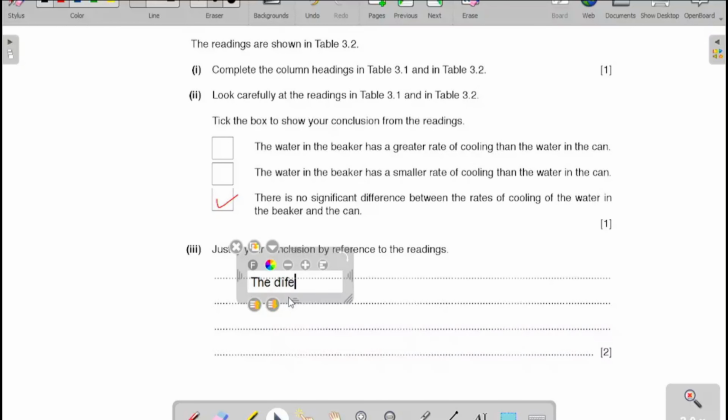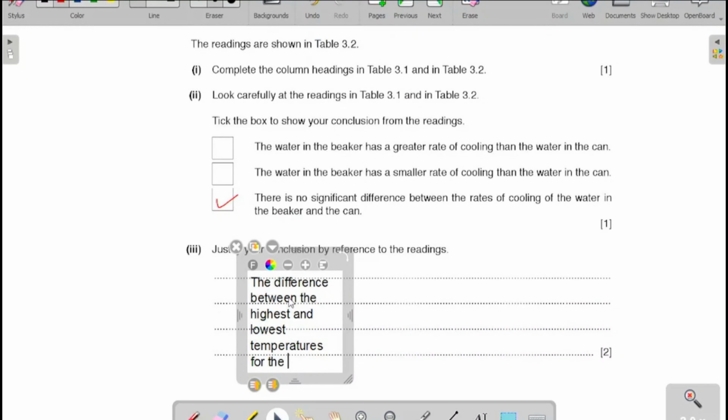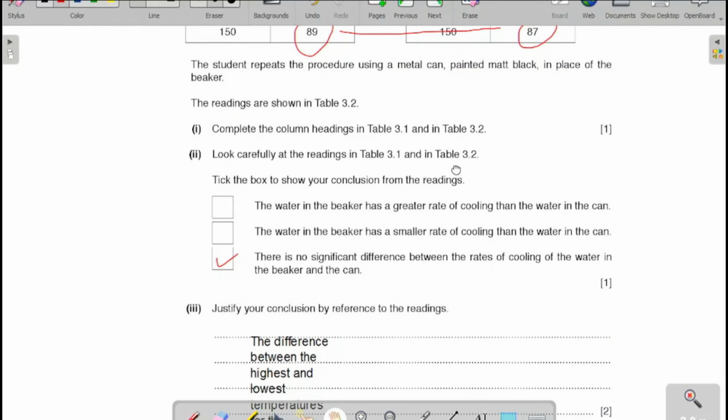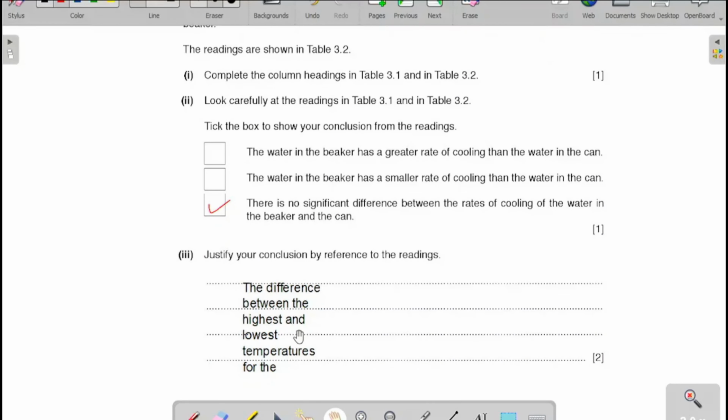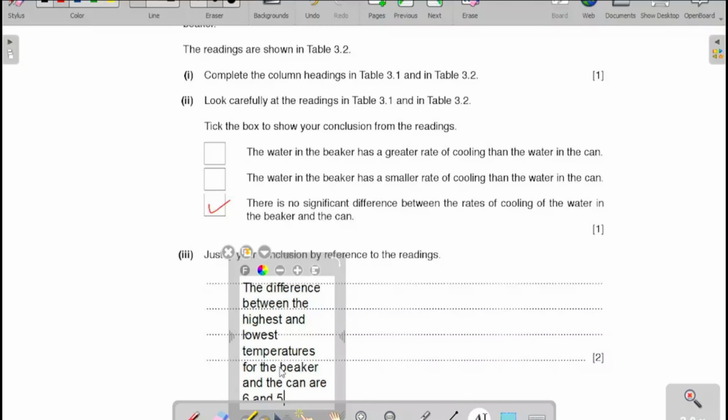Okay, the difference between the highest and lowest temperatures for the, which one is coming first? For the can, okay, for the beaker. For the beaker and the can are 6 and 5 respectively.